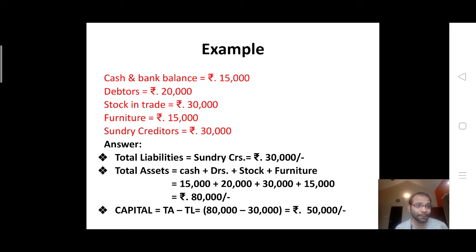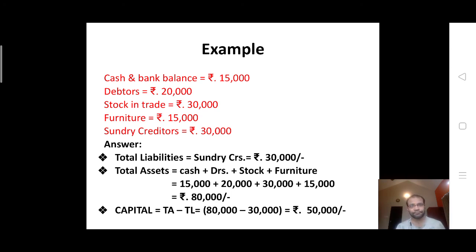So how do you find the capital? We know the formula is capital is equal to total assets minus total liabilities. Now, in order to find the total assets here, we have to identify which are the assets given in the question. Cash and bank balance is an asset item. Debtors, asset item. Stock, asset item. Furniture, asset item. Sundry creditors is a liability item. So since we don't have any other items, total liabilities would be the sundry creditors, rupees 30,000.